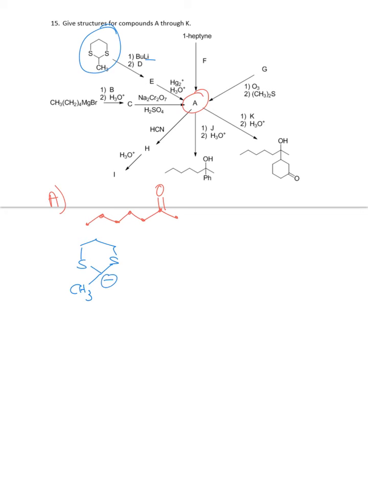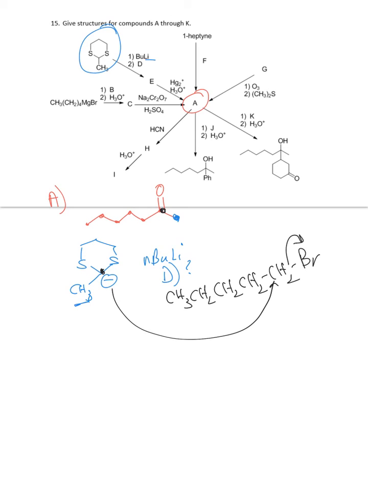You're going to generate your carbon anion with n-butyllithium. And then it says react it with D. Well, D needs to be a... this CH3 is going to be this CH3, and this carbon here is going to be this carbon. So D is going to be an alkyl halide, 1, 2, 3, 4, 5. And so that's going to do an SN2, and then that's going to give you structure E.